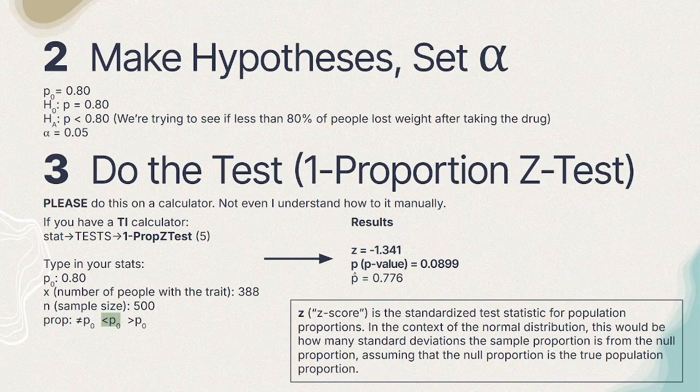Now run the test, and honestly, please use a calculator for this part. On a TI calculator, you would go to STAT, then TESTS, then 1-PropZTest. You would plug in p naught as 0.80, x as 388 and n as 500, and select less than p naught. Running this gives us a z-score of negative 1.341 and a p-value of 0.0899.